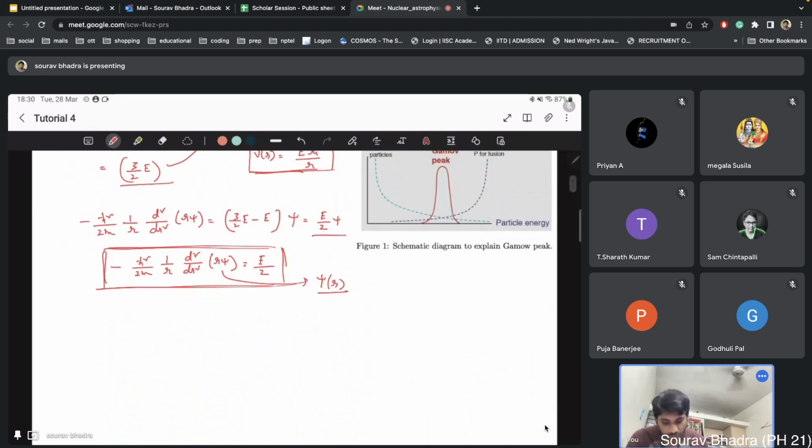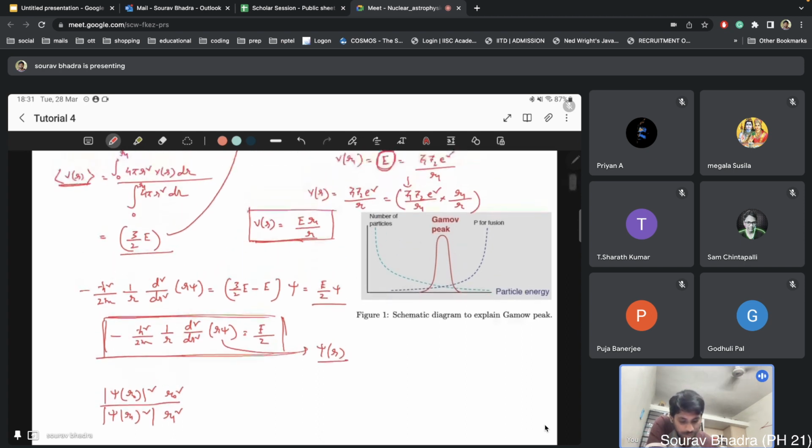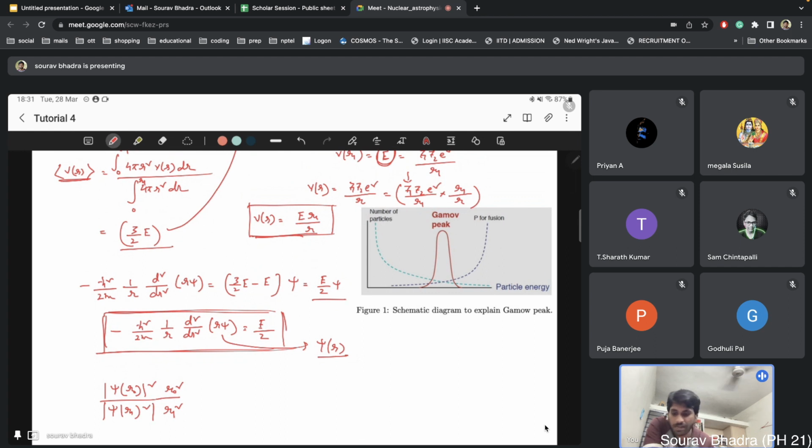Okay. So if you calculate the probability, psi of R0 mod square by psi of R1 mod square, as we are dealing with spherical geometry here, an extended body, you have to multiply by R0 square and R1 square. It is the same thing sir used as RC and RN, where RC was the classical radius and RN was the nuclear radius in his lecture. For my lecture I have used RC as R1 and RN as R0. So it is the classical radius and the nuclear radius, which comes from the quantum picture.